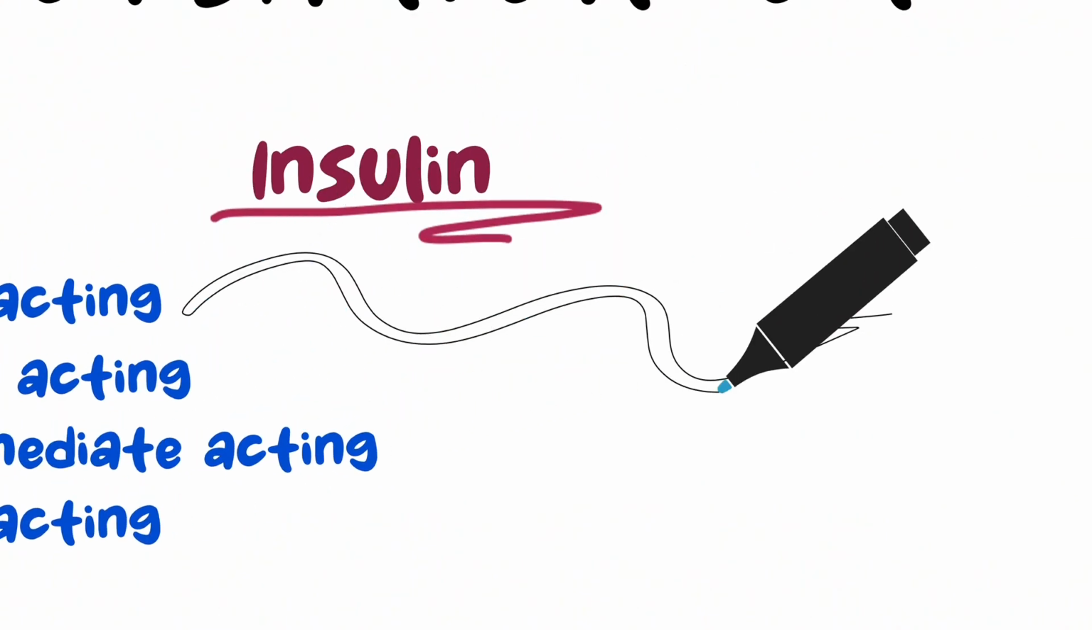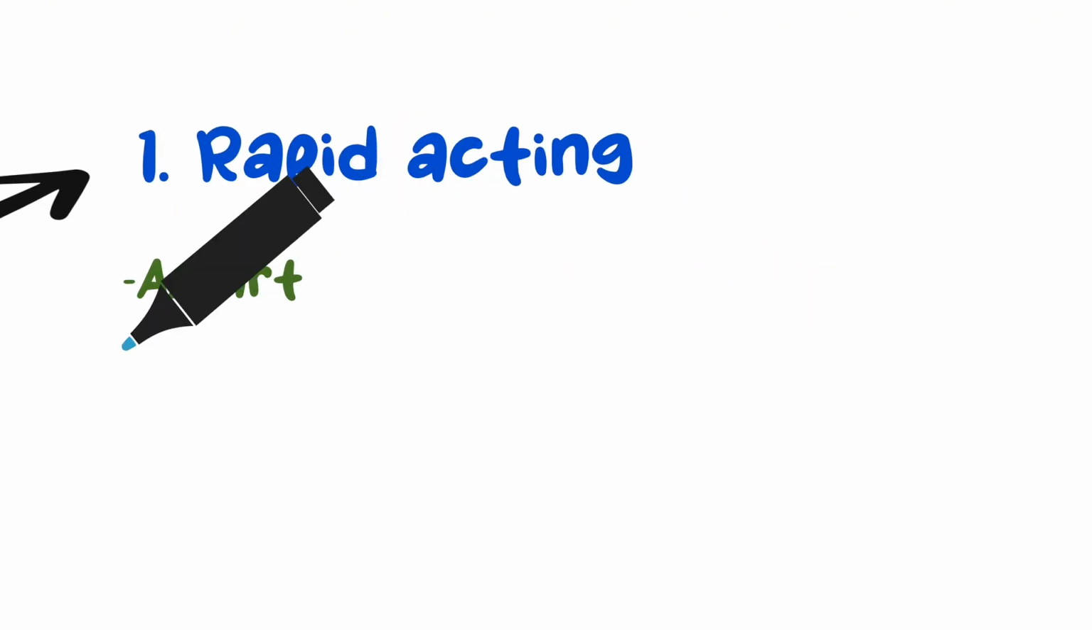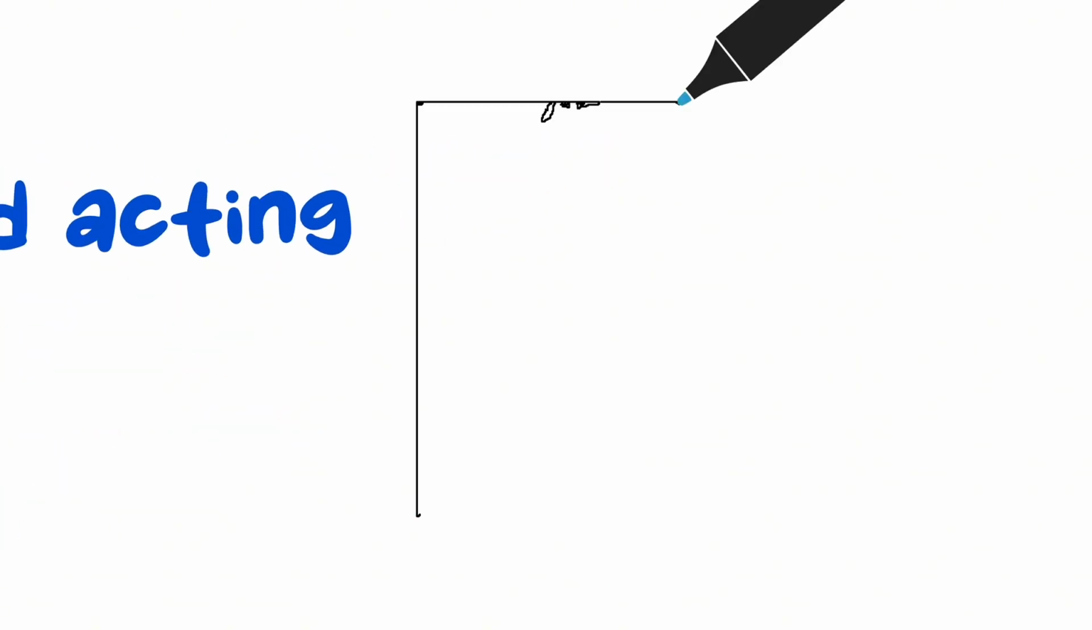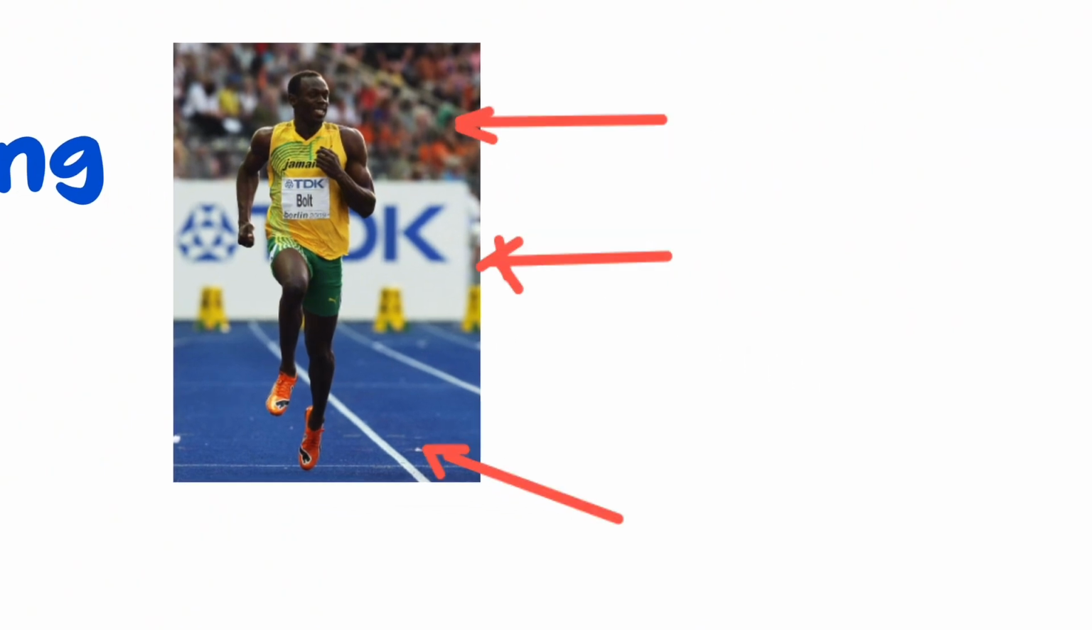First, let's discuss rapid-acting insulin. There are 3 types. 1. Aspart. 2. Lispro. 3. Glulisine. How can we connect them together? Just remember this image: an athlete is running rapid, which helps you recall that it refers to rapid insulin.